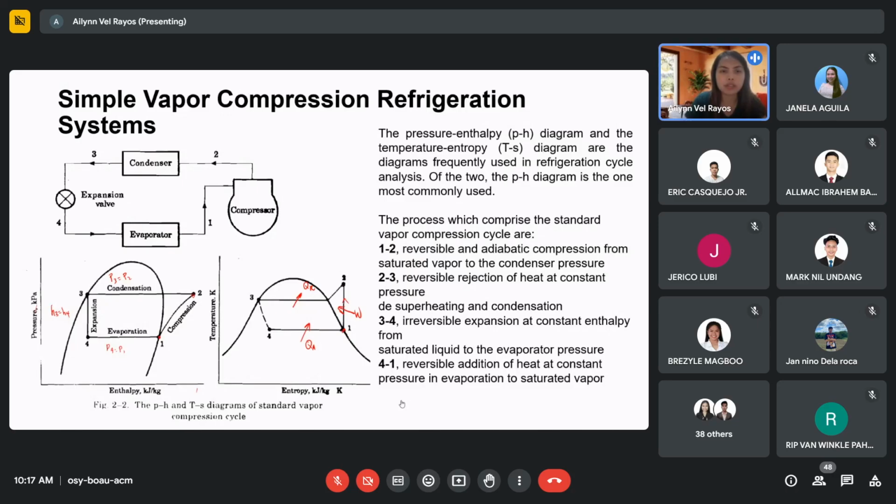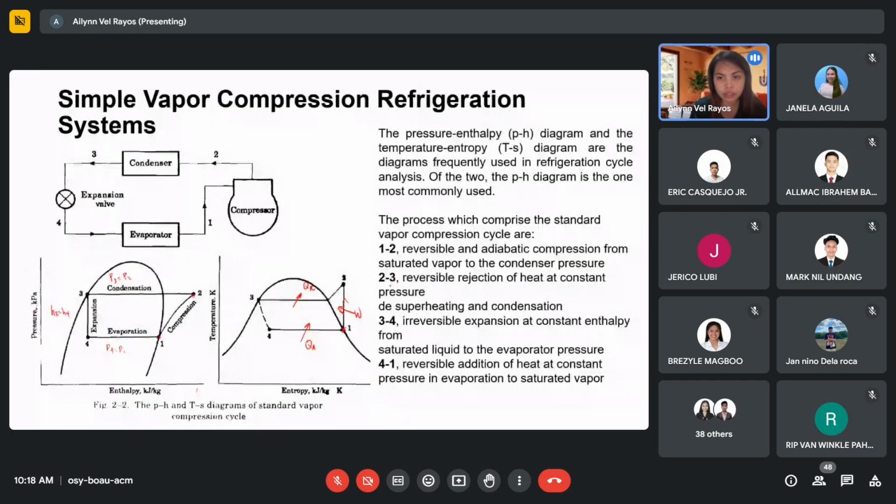So review lang natin yung processes natin dito. So again, the process starts at state point 1 to 2 sa compressor. Papasok ng compressor, lalabas ng compressor. So dito, sa state point 1 to 2, we have reversible adiabatic compression. Compress, ibig sabihin, taas ang pressure. So compression from saturated vapor to the condenser pressure. Okay? So ibig sabihin, paglabas ng refrigerant natin, superheated siya dito. So we have high temperature, high pressure refrigerant using our compressor.